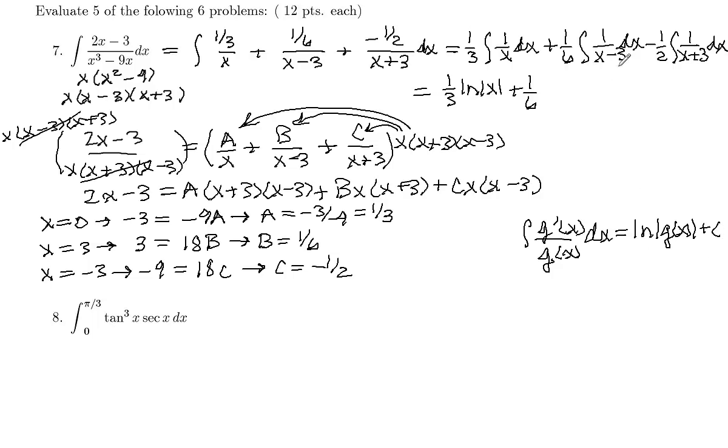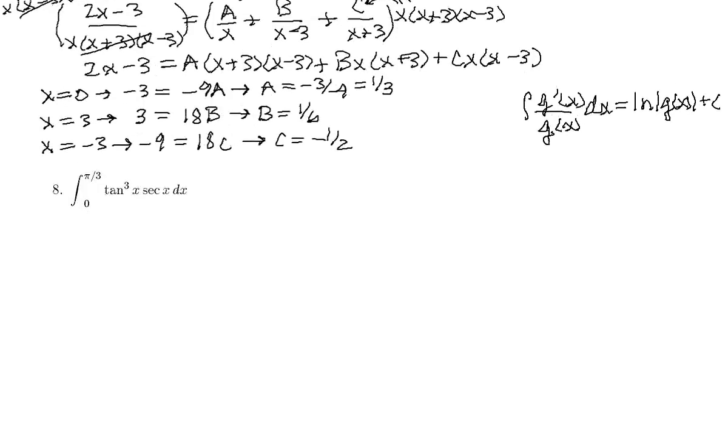So this is going to be natural log absolute value of x minus 3. And then minus 1/2. And this is the same way. The derivative of x plus 3 is 1, so that looks like g prime over g too. So we get log of the bottom, absolute value, so absolute value of x plus 3. And then plus a constant. And we got it. So that one is done.